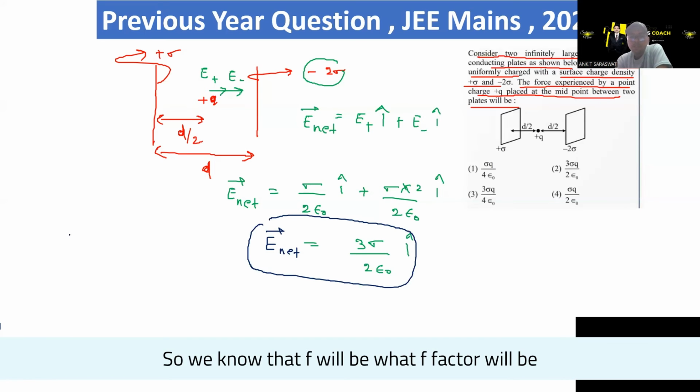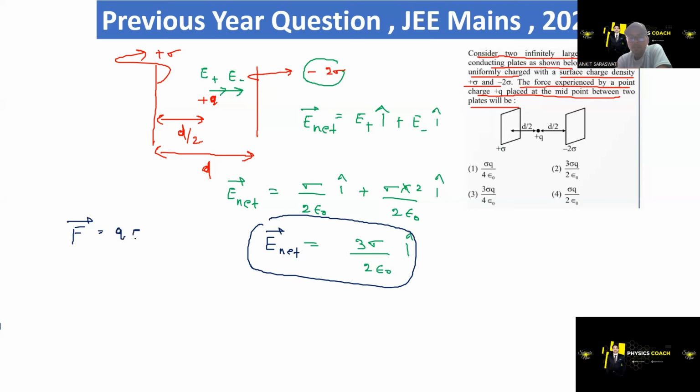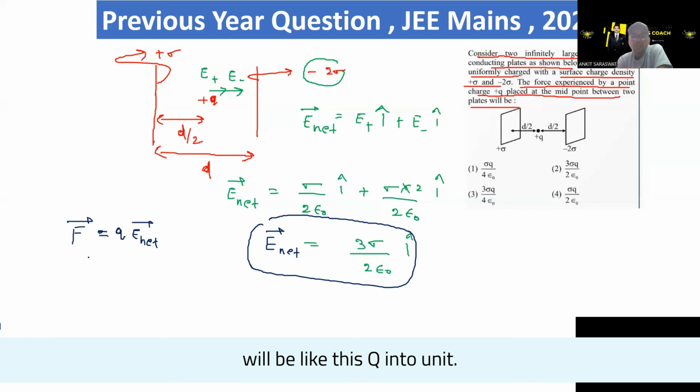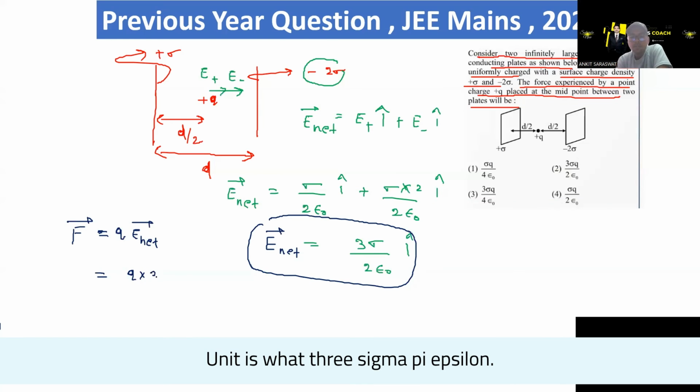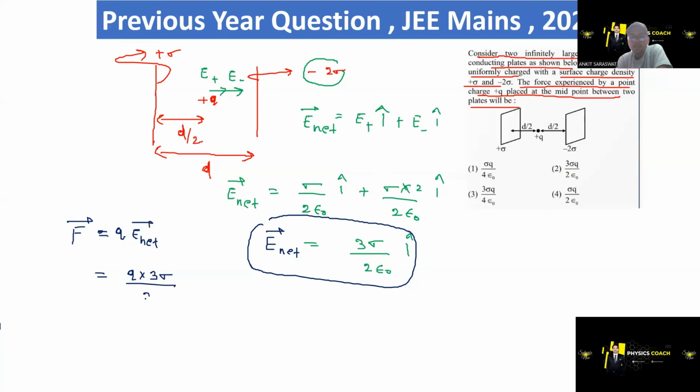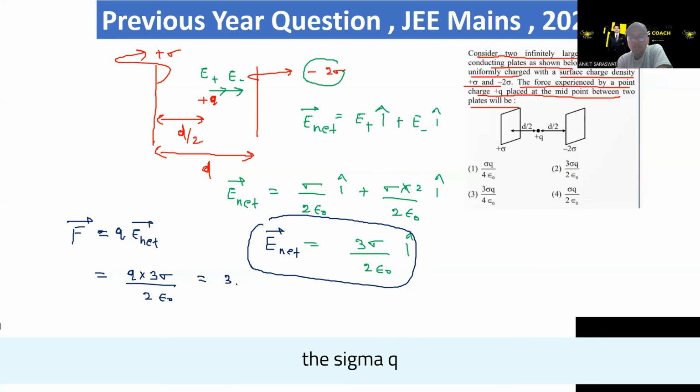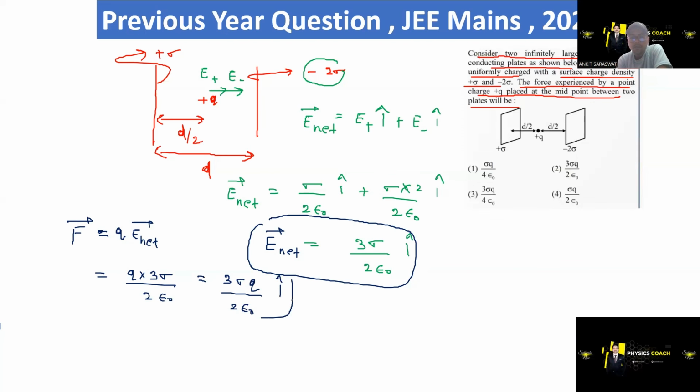Clear? So we know that the force F will be q into E. Force on a point charge will be like this: q into E net. E net is 3 sigma by 2 epsilon naught. So the answer comes out to be 3 sigma q by 2 epsilon naught. Direction will be i cap.